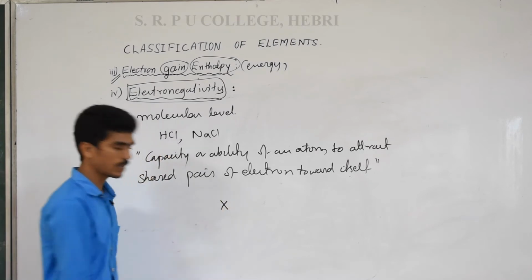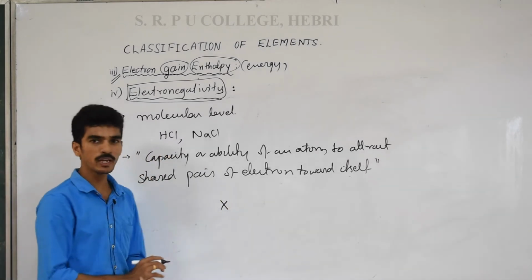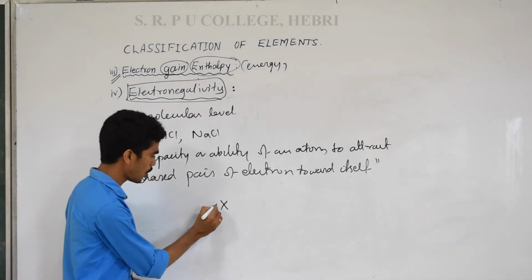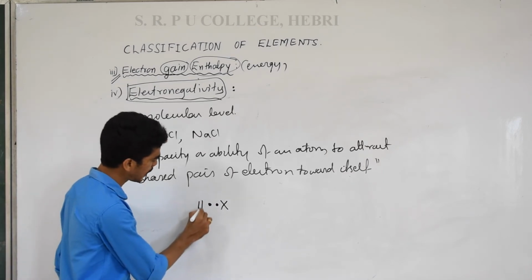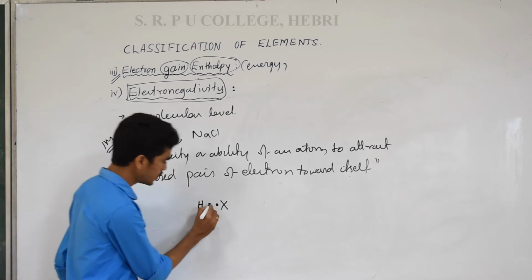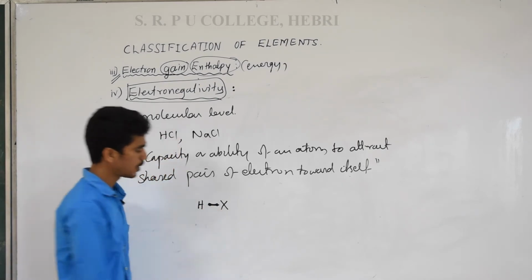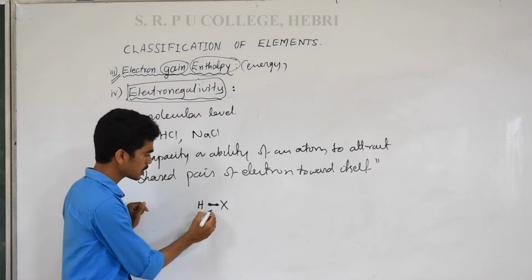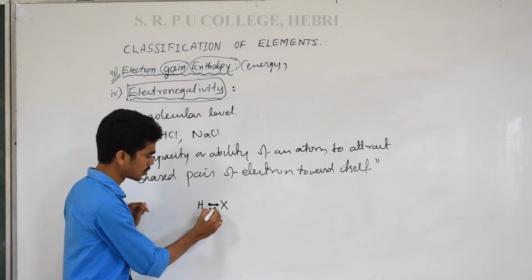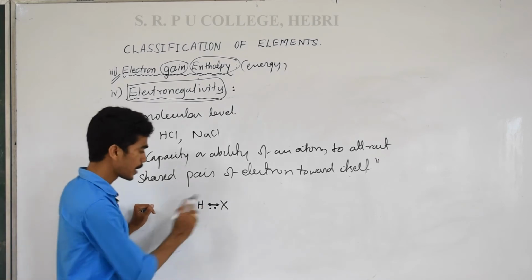The shared pair of electrons is nothing but what? Bonded electrons. For example, I will take HX. Hydrogen is bonded with X, which should be any element. Here this bond represents what? Two electrons. One bond means two electrons.